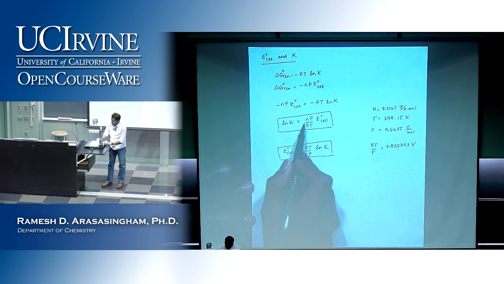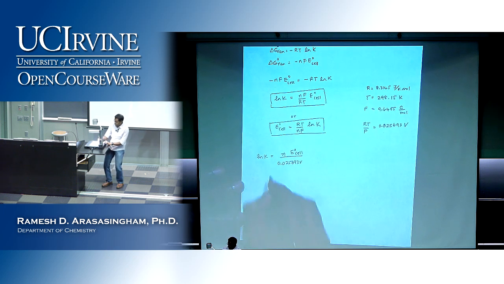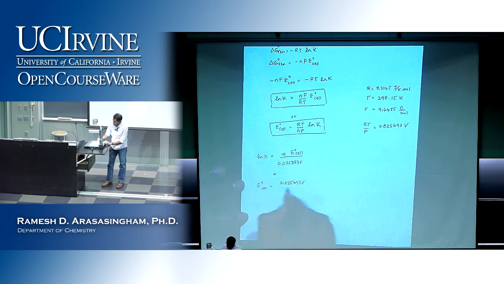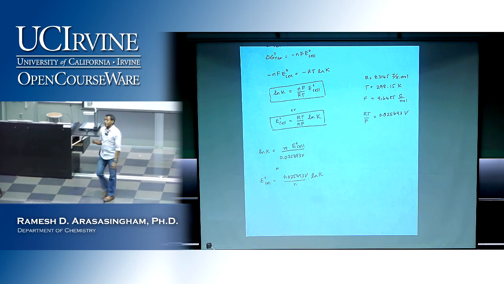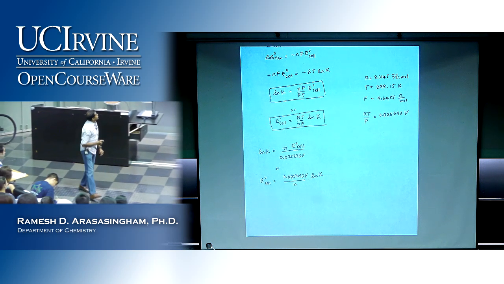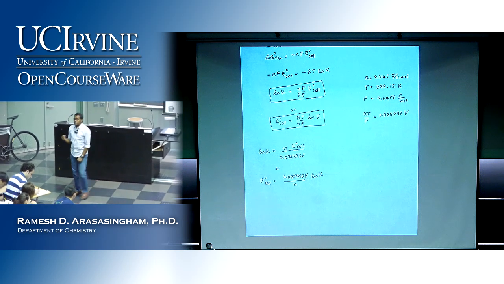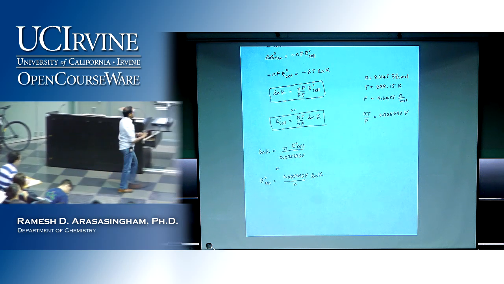And so you can put that value in there, and what you'd end up with is ln K equals n over 0.025693 volts times E naught cell, or we can say E naught cell equals 0.025693 volts divided by n times ln K. All right, so now we have a relationship between the equilibrium constant and the cell potential. So let's take an example where we apply this.